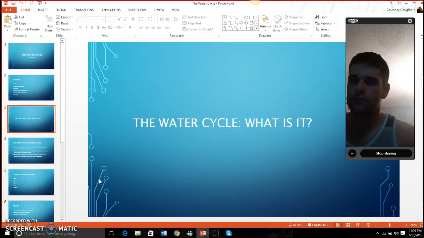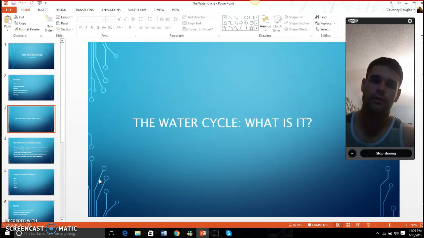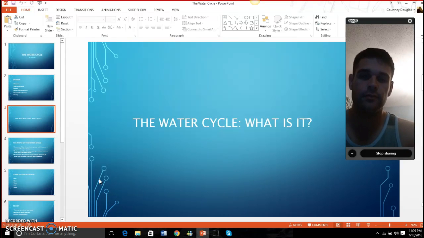So the water cycle. What do you think it is? It's when water goes from ponds to clouds to rain. It just keeps going in a big cycle. Okay, very good. Alright, so let's zoom straight into the vocabulary, okay?